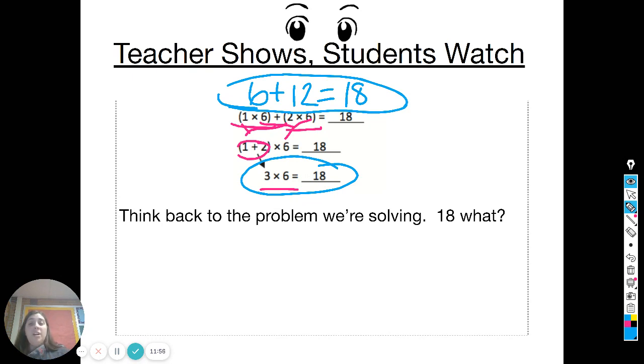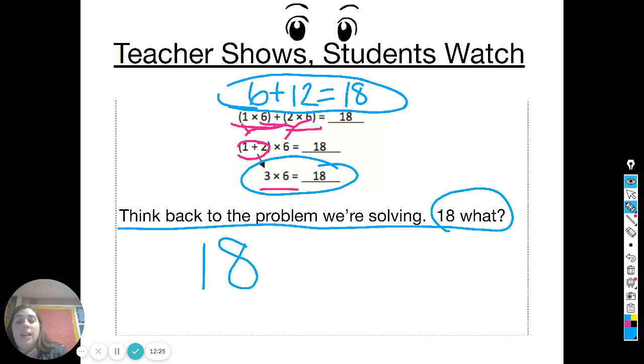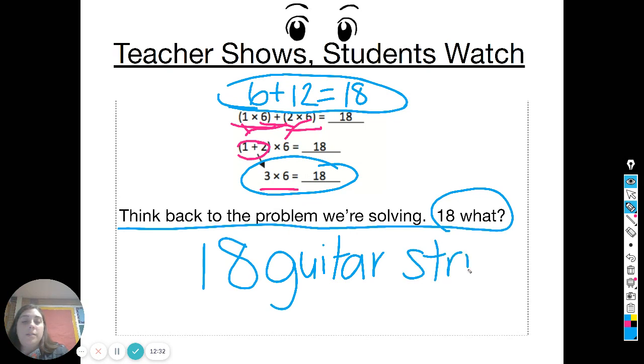Another way we could check our work is to skip count by 3s 6 times. Count with me. 3, 6, 9, 12, 15, 18. And we know 3 times 6 equals 18. But let's think back to the problem we're solving. 18 what? It's not just 18 because we were talking about guitars. It's 18 guitar strings.